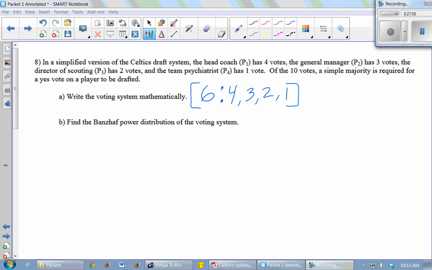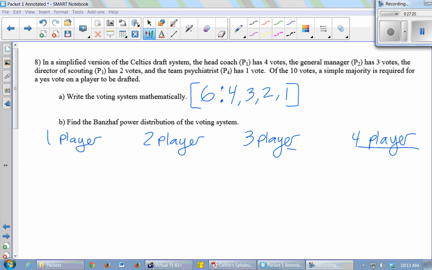All right, so to find the Banzhaf power distribution, we have to think of all the winning coalitions. So we want to do this as systematically as possible to try to not miss one, because this is the hardest part of this method, is writing down all the winning coalitions. Okay, so 1-player coalitions, 2-player, 3-player, and 4-player. So I do this to try to organize my work.